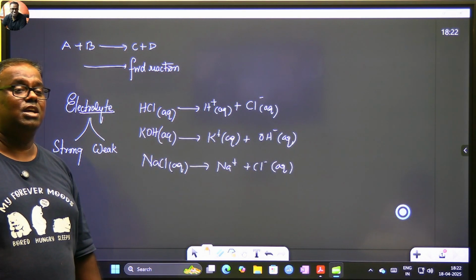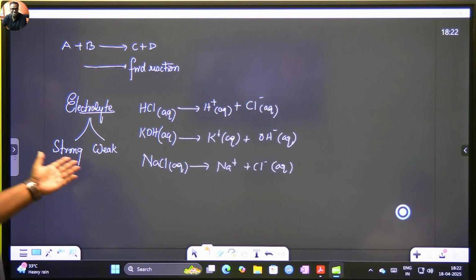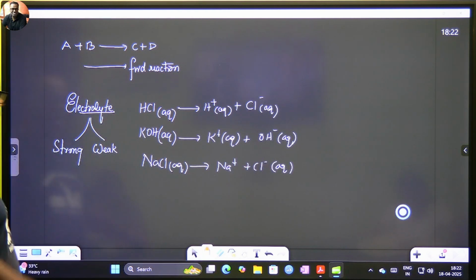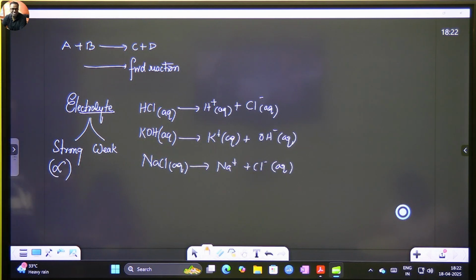The question arises, electrolytes are also strong and weak. Who is a strong electrolyte? A strong electrolyte is one which ionizes completely. And if you remember, I had introduced one factor called alpha. Alpha stands for degree of ionization.